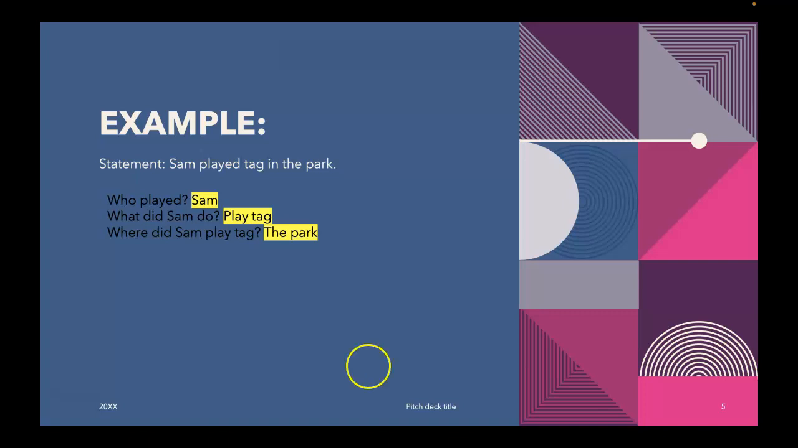Here's an example. We have a statement, Sam played in the park. Who played in the park? Sam did. What did Sam do? He played tag. Where did Sam play tag at? The park. And if you ever have trouble remembering these questions, just simply go back to the statement and find it in the sentence.